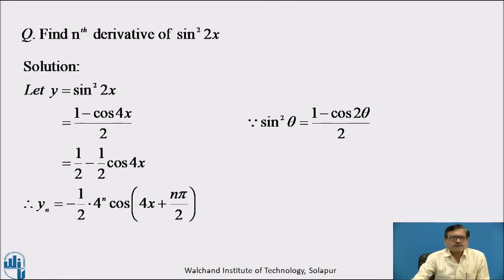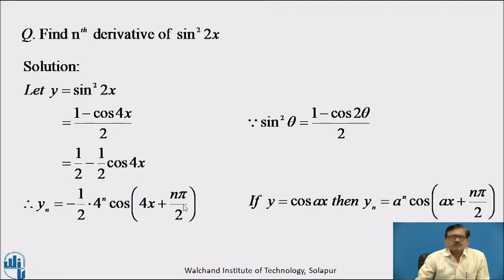I hope you have completed. Now here let y equal to sin^2 2x, and sin^2 2x can be written as (1 - cos 4x)/2, since we have sin^2 theta is (1 - cos 2 theta)/2, which is equal to 1/2 - 1/2 cos 4x. Now the nth derivative of the first term 1/2 is 0, therefore y_n equal to -1/2 as it is, and the nth derivative of cos 4x is 4^n cos(4x + n pi/2), by using the formula if y equal to cos ax, then y_n equal to a^n cos(ax + n pi/2).